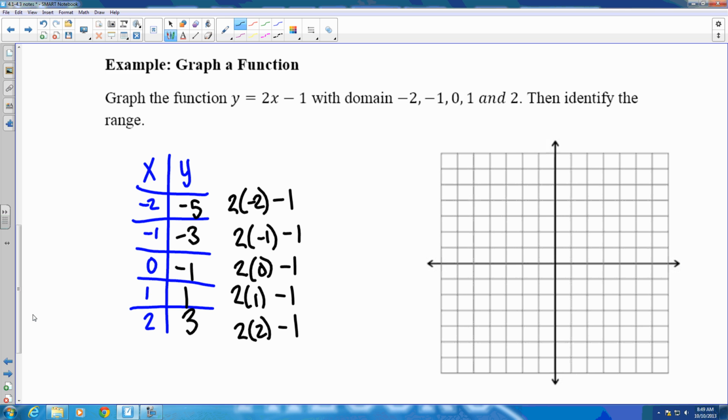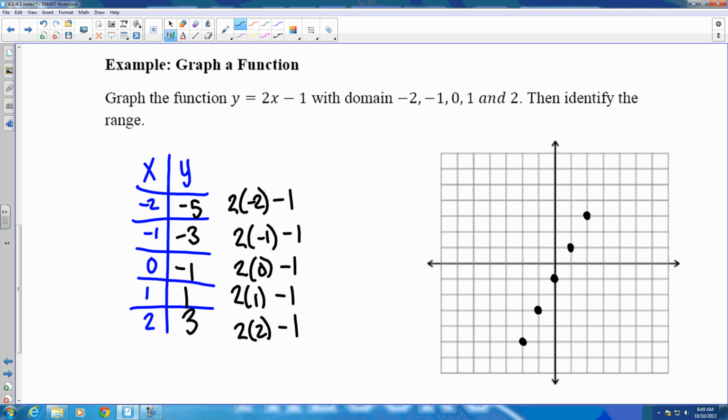First one is -2, -5. 2 to the left, 5 down. Ends up right here. And then we're 1 to the left, 3 down. 0 left or right, and 1 down. 1 to the right, 1 up. 2 to the right, 3 up.